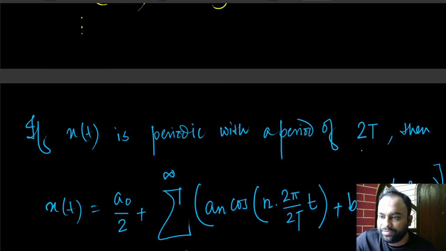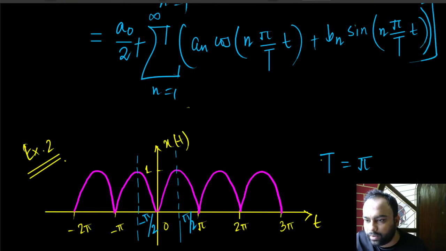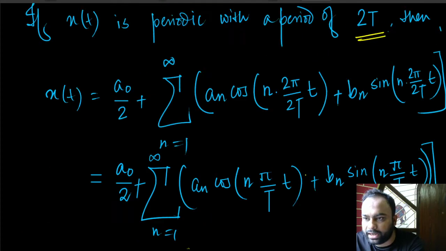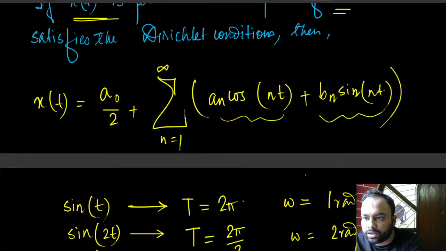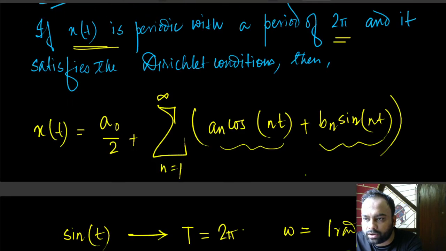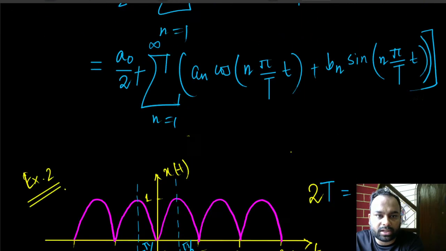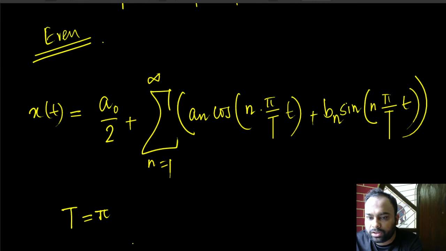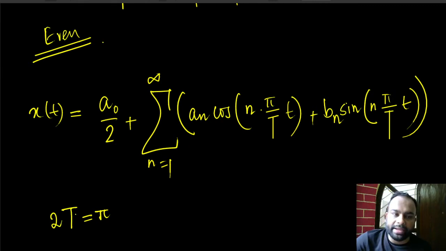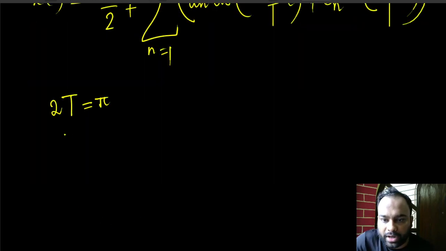So if the period is given as 2T, then we have this expression. So here, with that said, this is going to be 2T, right? That's the difference here. Instead of the period being 2 pi, here the period is 2T, and 2T is pi. So capital T is basically pi by 2.